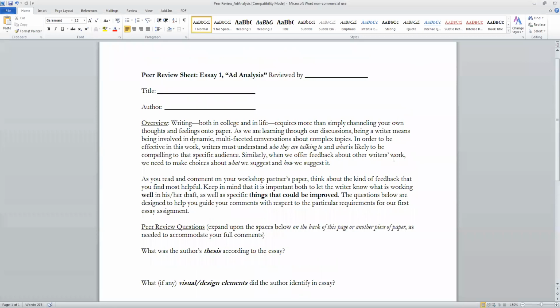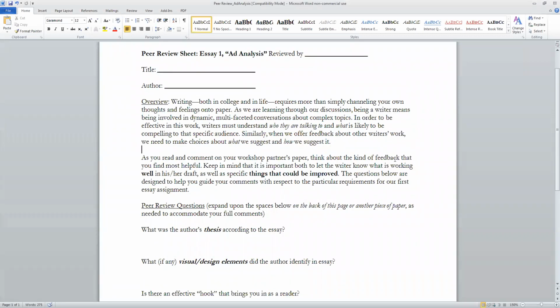Okay. So as you read and comment on your workshop partner's paper, first of all, before you even answer the questions, make sure that you read their entire paper. Think about the kind of feedback that you would find most helpful. And keep in mind that it's important to both let the writer know what's working well in his or her draft, as well as specific things that could be improved.